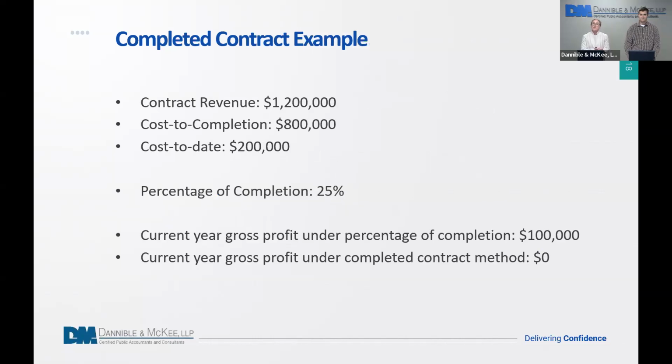So in this example, we have the same contract that we just walked through under percentage of completion, $1.2 million of total projected revenue. The costs are projected at $800,000, and to date, they've only incurred $200,000 of costs. Same percentage of completion, 25%. However, since we're using the completed contract method, that's less than 95% complete. So at the end of the year, for tax purposes, the gross profit recognized would be zero.